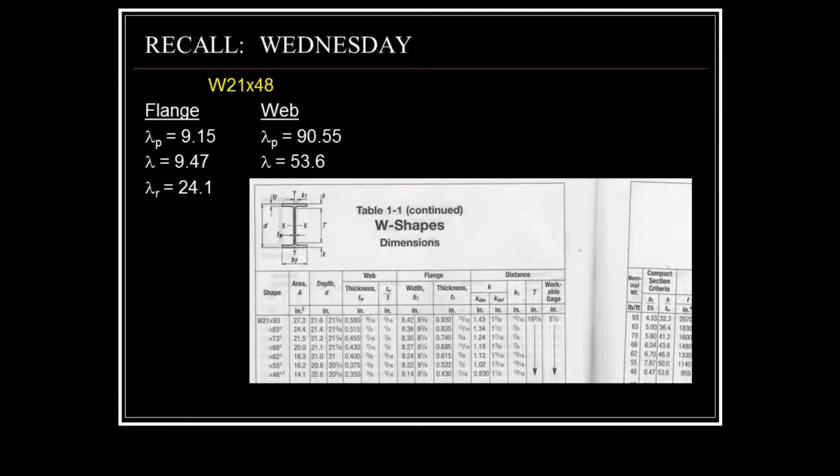web was compact. But now if we look at Table 1-1 for the W21/48, we see that it has a superscript F, which indicates that it is non-compact for flexure for the preferred material specification. So this is the first and simplest design aid.